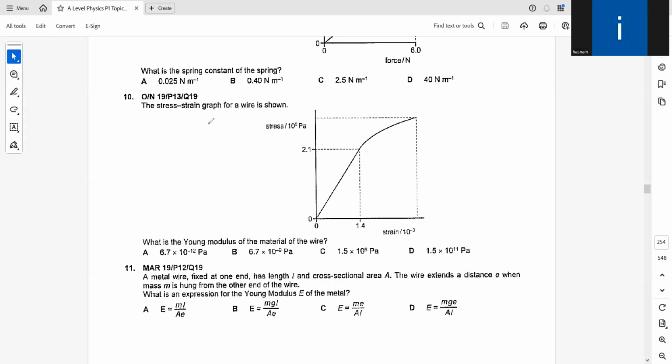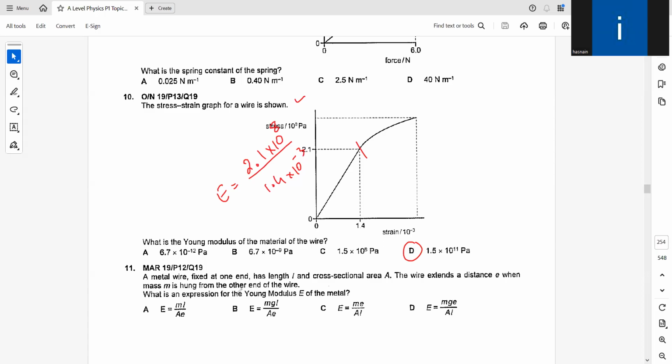So let's try question 10. It says the stress strain graph for a wire is shown. Stress is this, strain is this. So that's basically Hooke's law. What is the Young's modulus? Young's modulus would be the ratio of stress over strain. So quite easy. Stress is 2.1 exponent 8 over strain is 1.4 exponent minus 3. So this gives us option D.